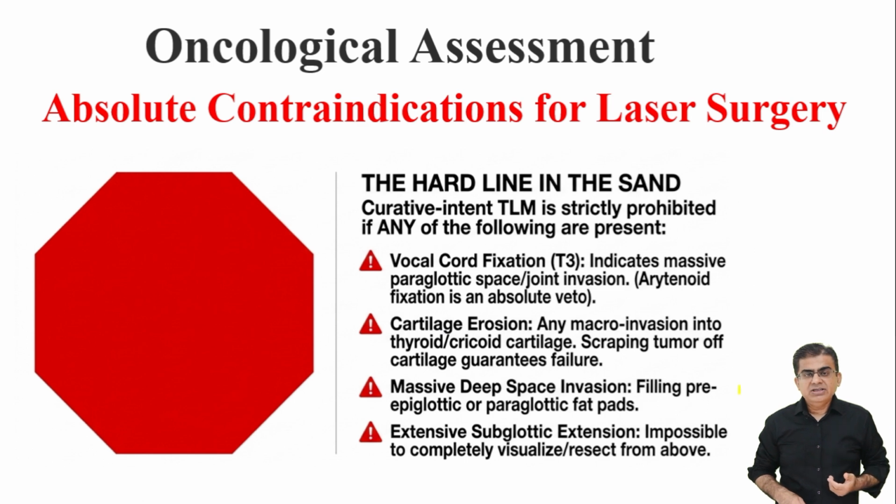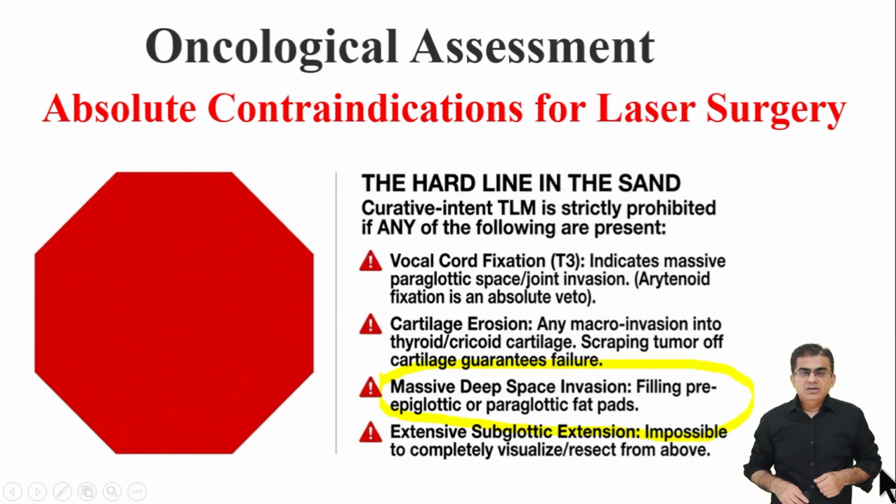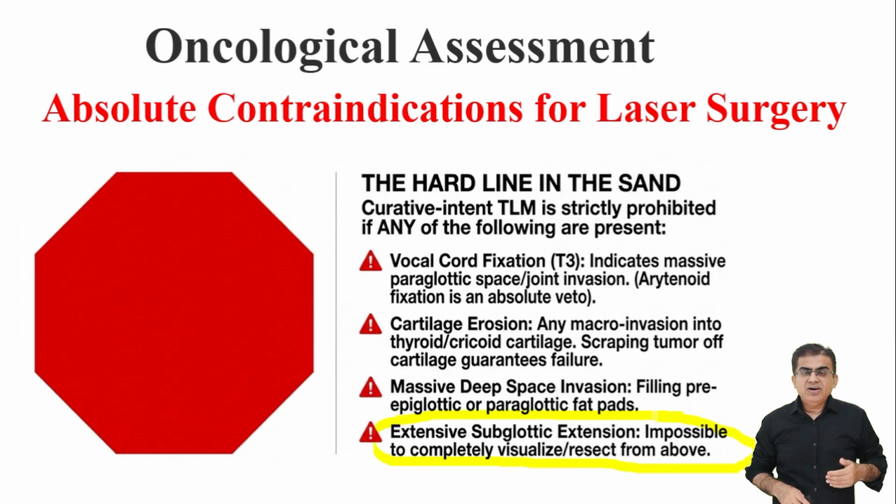Third is massive invasion into the deep spaces. If the tumor completely fills the pre-epiglottic or paraglottic fat pads, it cannot be safely cleared from the inside out. Finally, we have extensive subglottic extension. Tumors that spread far downward toward the cricoid ring are practically impossible to perfectly visualize and resect from above. If you see any of these red flags in the clinic, you must immediately abandon the transoral plan. You must triage these patients to definitive chemoradiation.